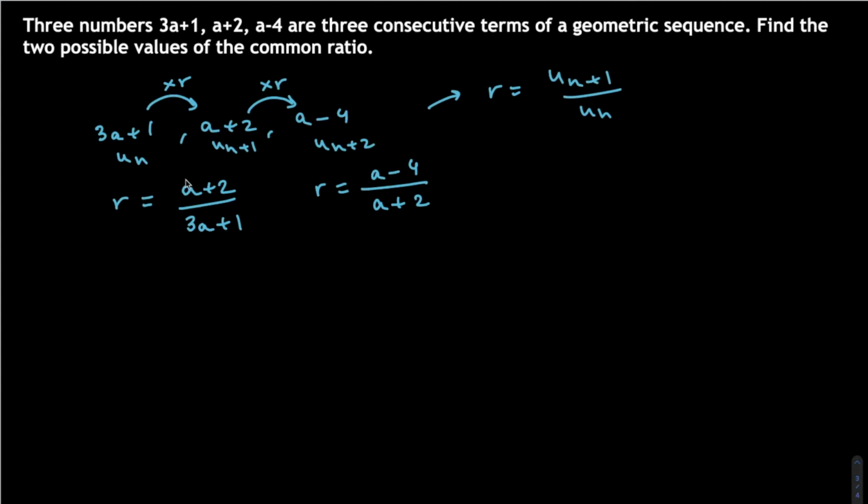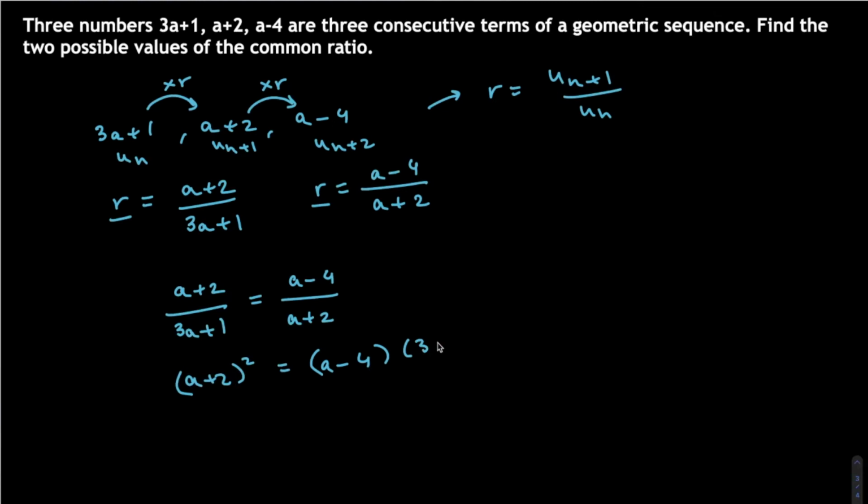That is all done. Now, note that for it to be a geometric sequence, the value of the common ratio will always be constant. So that means this and this are equal to each other. So let's equate them. We can write a plus 2 upon 3a plus 1 is equal to a minus 4 upon a plus 2. Okay, let's solve for a. So we have (a plus 2) squared is equal to (a minus 4) times (3a plus 1). Okay, let's open this up.